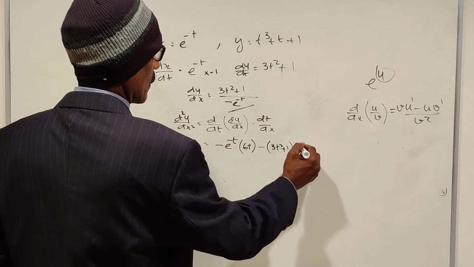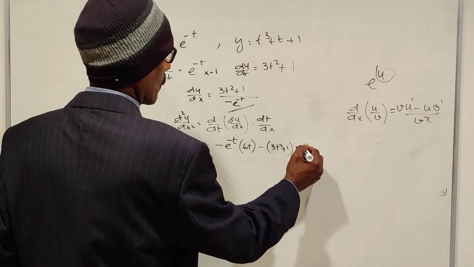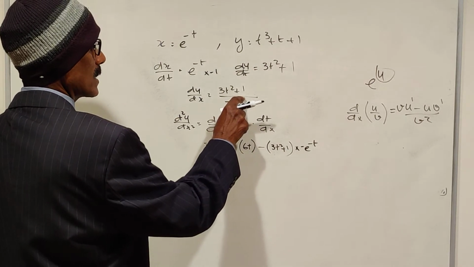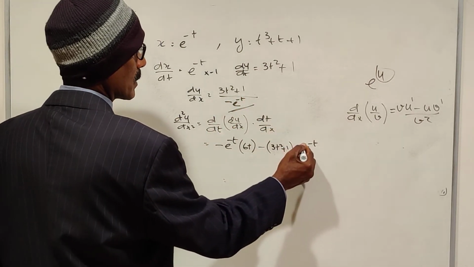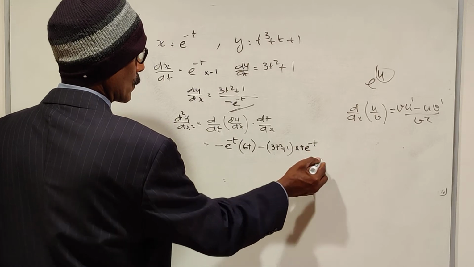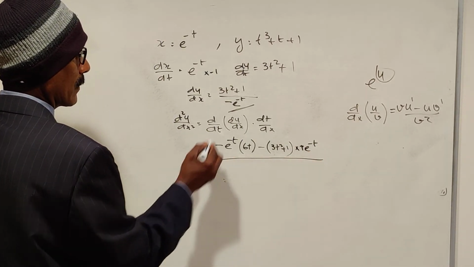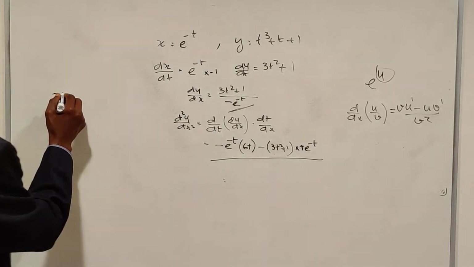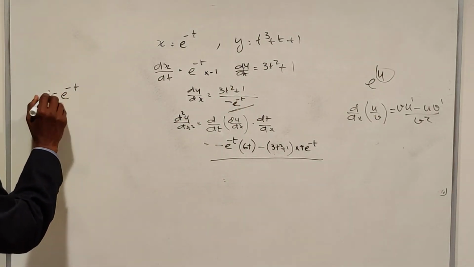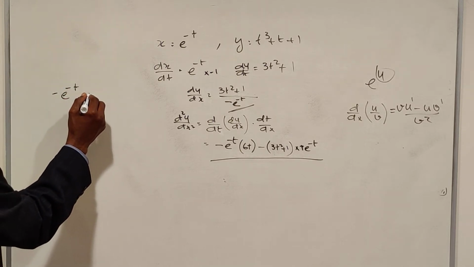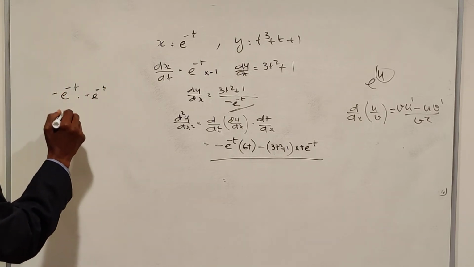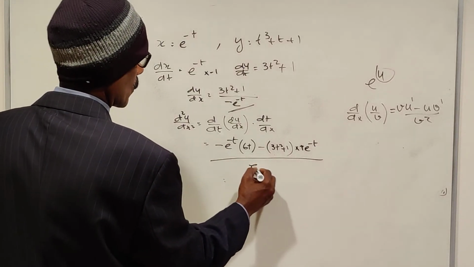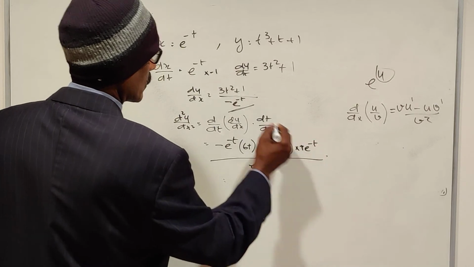That is minus e raised to minus t times, what is the derivative of minus t? Minus 1. Minus becomes plus. Okay. So divided by minus e raised to minus t square. See, minus e raised to minus t square means minus e raised to minus t times minus e raised to minus t. Minus becomes plus. E raised to minus 2t. Okay. E raised to minus 2t times dt by dx.